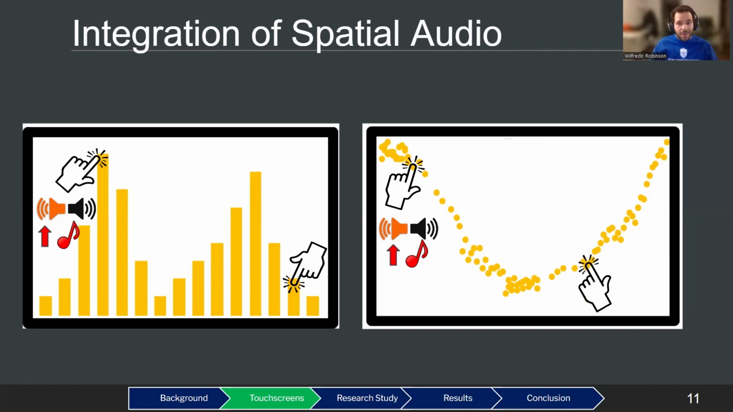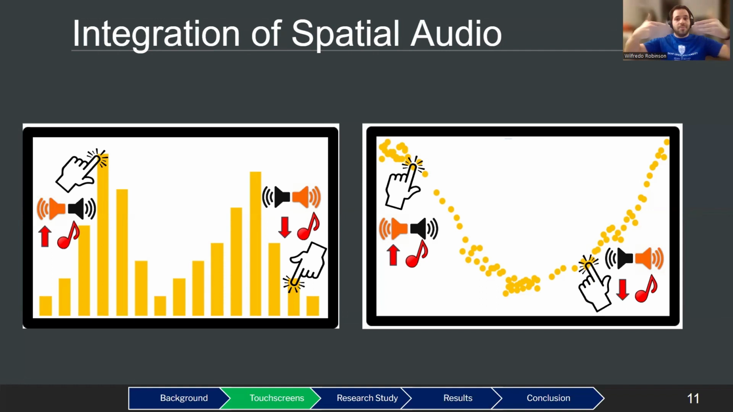Now you found the point on the bottom right. The audio cue will come from the right speaker only with a low pitch. And if you found one that is in the middle, the sound will come from both speakers and it will have a neutral pitch.